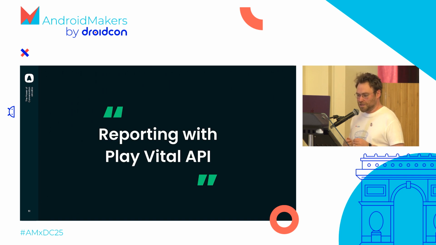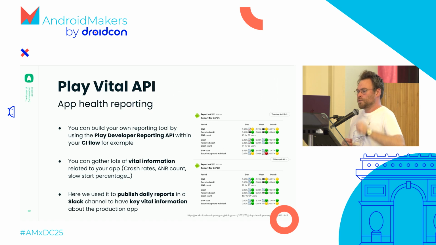Okay, another topic. I have many slides. Yes, sorry. So, reporting with the Play Vitals API. This is a pretty neat thing we developed a few years ago, by taking advantage of the Play Developer Reporting API to build an app health report. So nightly it gets some Play Vitals metrics from the Play console. When you are on the Play console, there is a Vitals section where you can see lots of metrics regarding your application, like the crash rates, the ANR counts, and lots of metrics to check the health of your application.